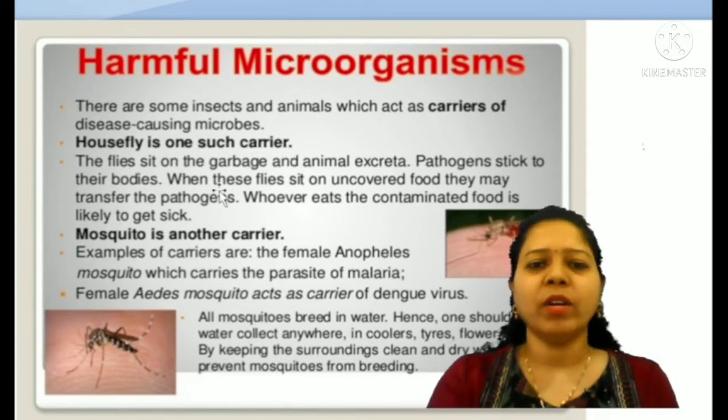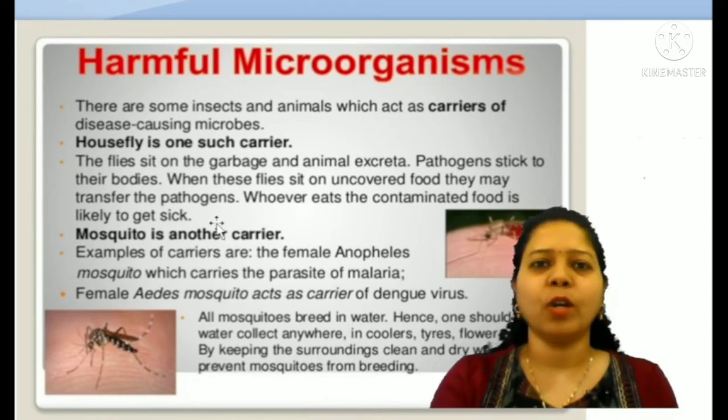The flies sit on garbage and animal excreta. Pathogens stick to their bodies. When these flies sit on uncovered food, they may transfer the pathogens. Whoever eats the contaminated food is likely to get sick. That's why most of the time doctors or our parents advise don't take uncovered food or street food, so that there is less possibility of getting sick because of pathogens entering our body.